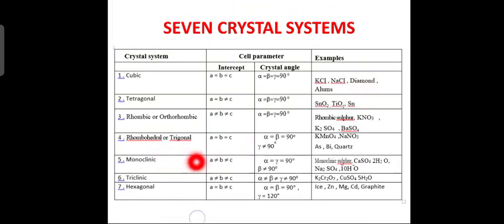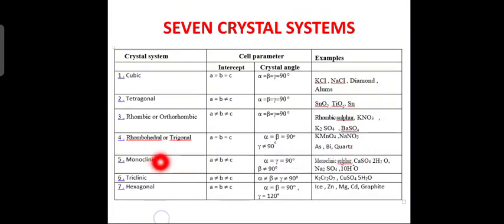Monoclinic. Monoclinic, A not equal to B, not equal to C. That means all the side lengths are not equal. Alpha equals gamma equals 90 degrees, whereas beta is not equal to 90. Examples are monoclinic sulfur, calcium sulphate, sodium sulphate, etc.